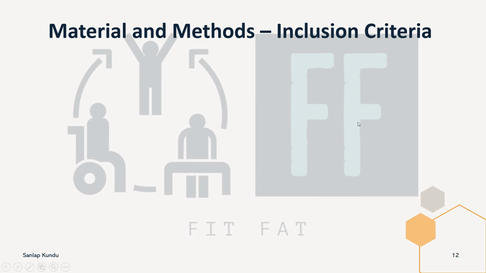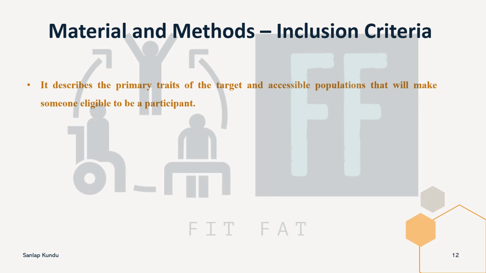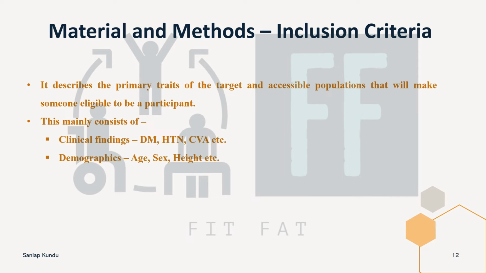Now the next part in the material and methods is the inclusion criteria that describes the primary traits of the target and accessible populations that will make someone eligible to be a participant in your study. These mainly consist of clinical findings, which include diabetes mellitus, hypertension, stroke, etc. Then the demographics, which include age, sex, height, etc.